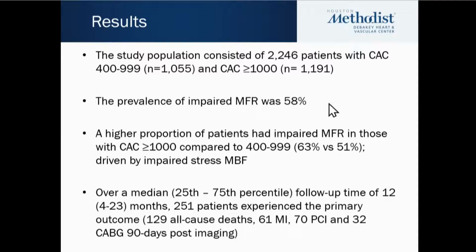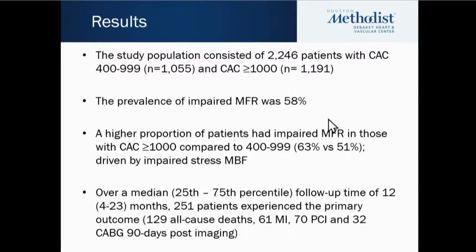The prevalence of impaired MFR in this group was 58%. So 58% had an MFR less than 2. And the calcium score group more than 1,000 were more likely to have an impaired MFR, 63% versus 51%. And this is driven by stress MFR being low. So the two groups had very similar rest MBF, but the stress MBF was lower in the calcium score more than 1,000 group.